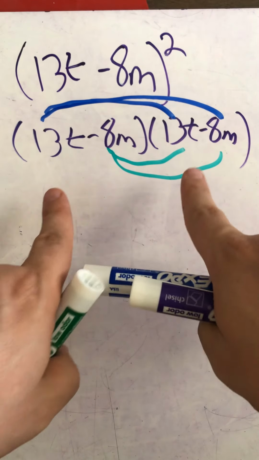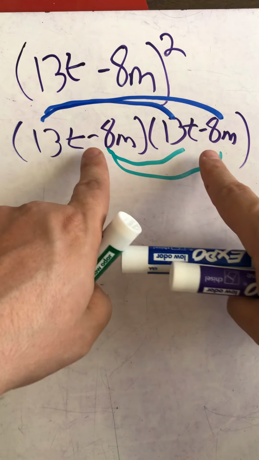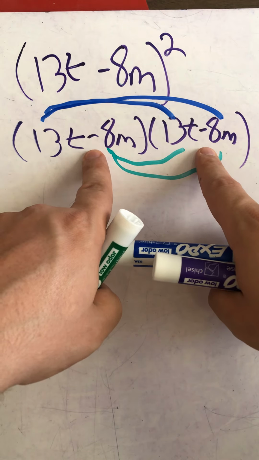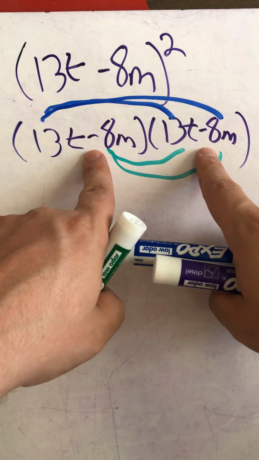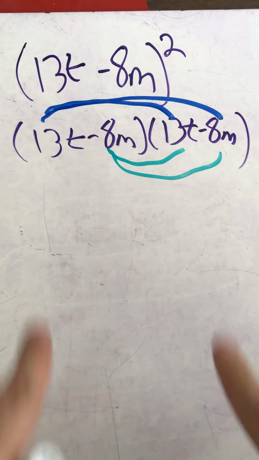Now notice the difference between this and the previous problem. Yes, the first terms are the same. Yes, the last terms are the same. But the difference is the ones in the middle are now the same. They're not the opposites. So that trick we just learned will not work for this one. So let's multiply this out.